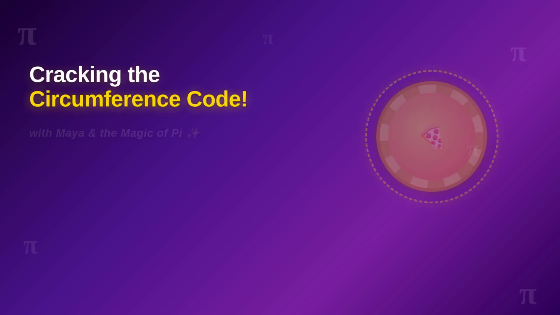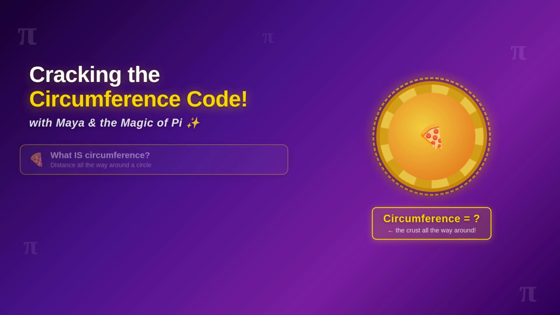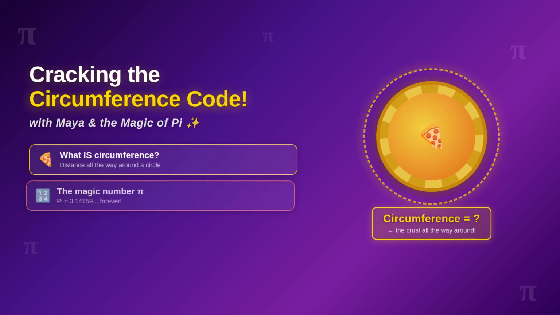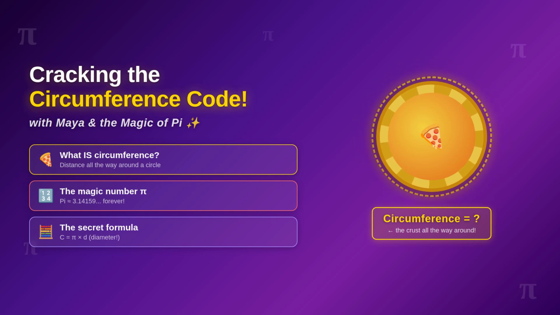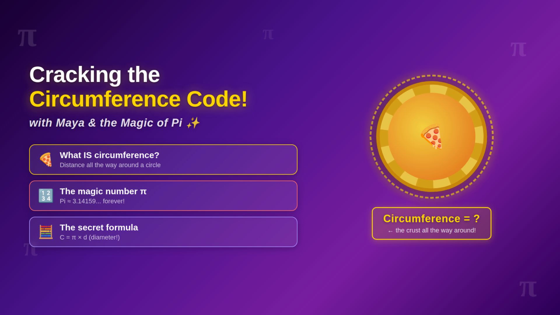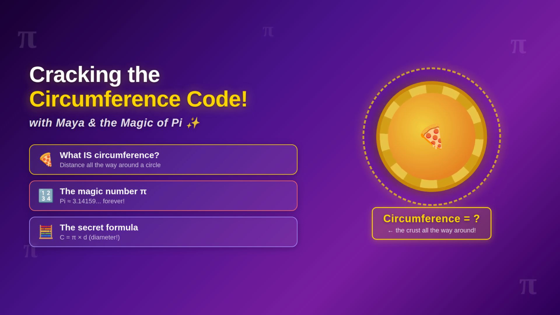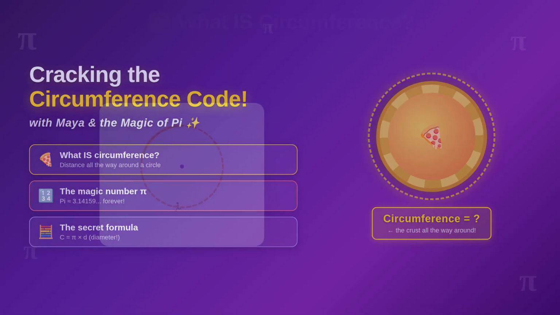Meet Maya. She's 12 years old, and she's staring at a massive pizza at her friend's birthday party. She wants to know, how long is the crust all the way around? That distance, all the way around a circle, is called the circumference. And today, we're going to unlock the secret formula that makes calculating it a total breeze. Get ready, because this one is seriously cool.